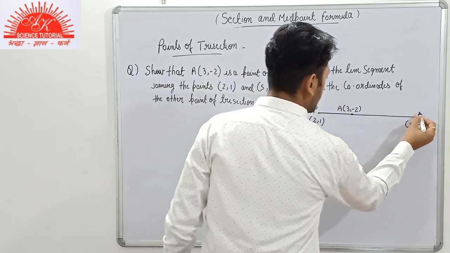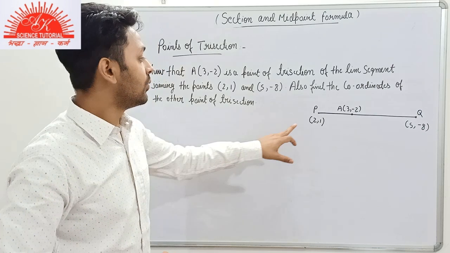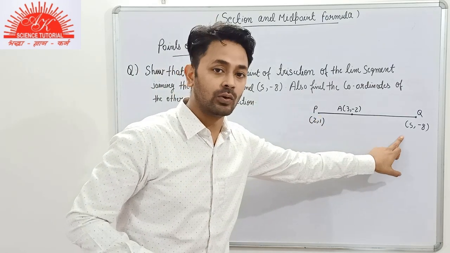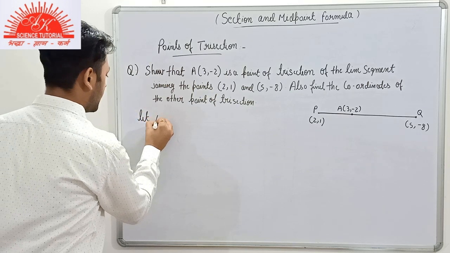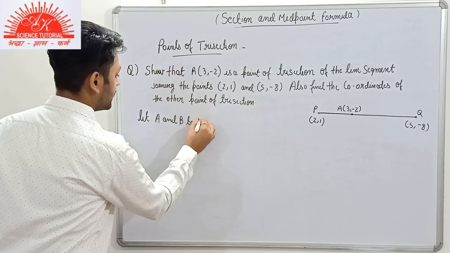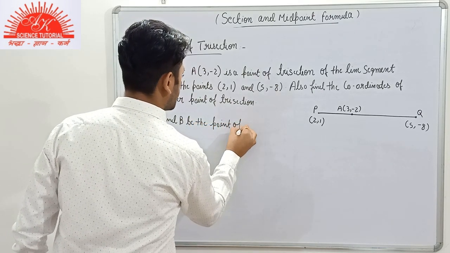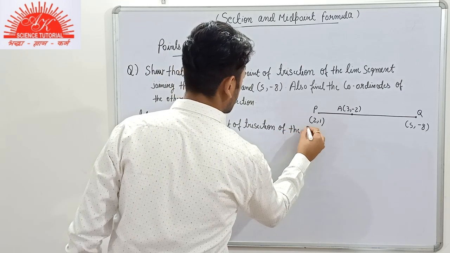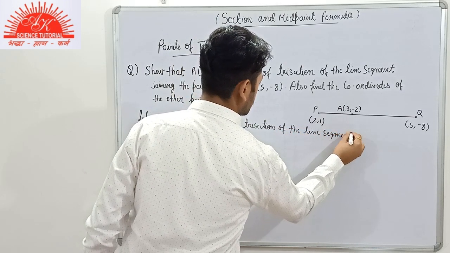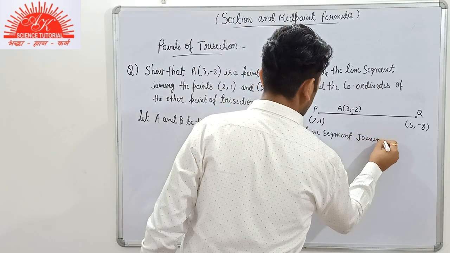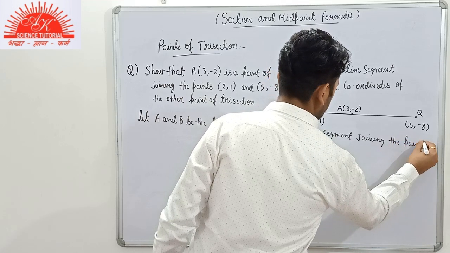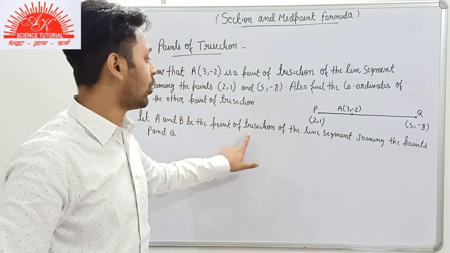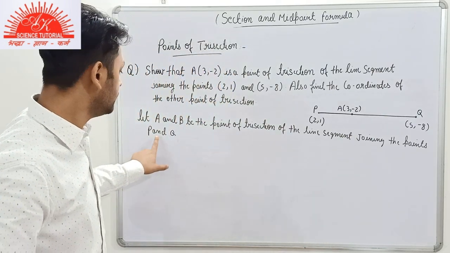We will let this point be P, and this point be Q. We have to show that the point A is the point of trisection of the line segment joining these 2 points, that is P and Q. Suppose we let A and B be the points of trisection of the line segment joining the points P and Q.